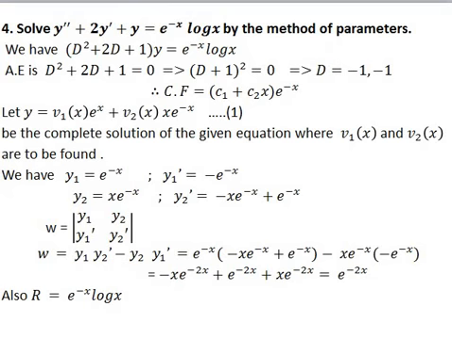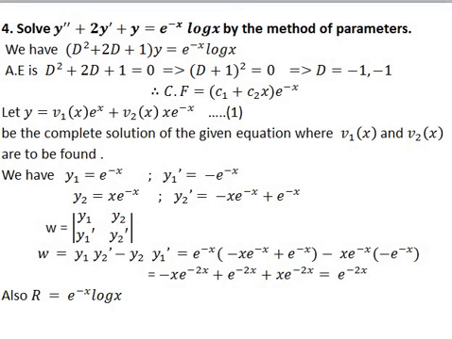Solve y double dash plus 2y dash plus y is equal to e to the power of minus x log x by the method of variation of parameters. We compare with the general form, that is y double dash plus p into y dash plus qy is equal to r. Write it in D operator. We have D square plus 2D plus 1 into y is equal to e to the power of minus x log x. Auxiliary equation D square plus 2D plus 1 equal to 0. That implies D plus 1 whole square is equal to 0. That implies D is equal to minus 1 comma minus 1.